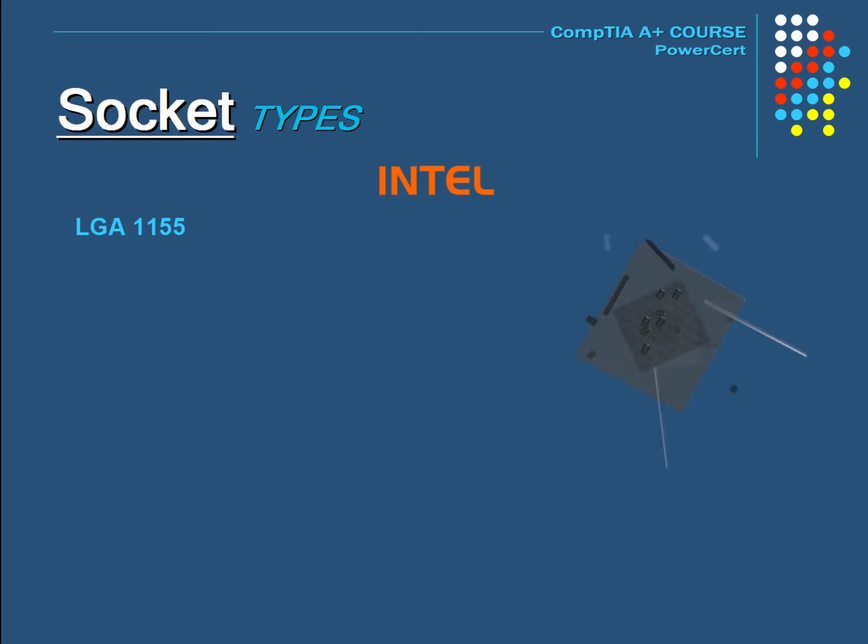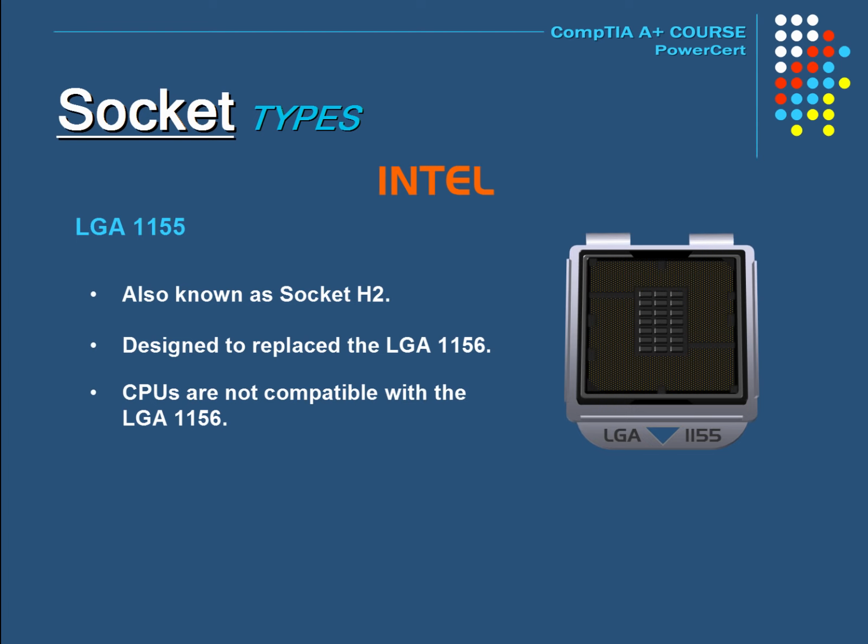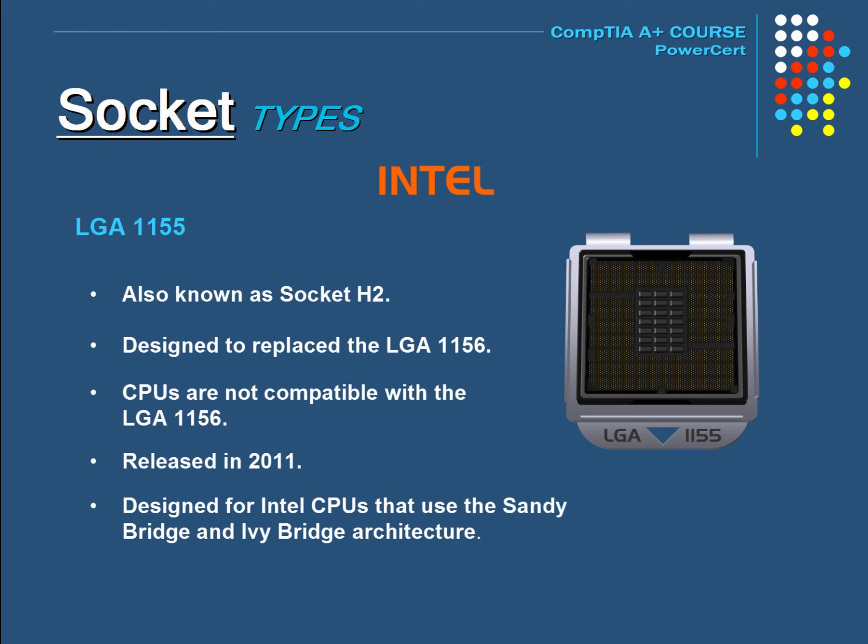And next is the LGA 1155, and this is known as socket H2, and this was designed to replace the LGA 1156. And this has 1155 pins, which is one less than the LGA 1156. But the CPUs that are designed for the 1155 and 1156 are not compatible because the notches in the sockets are different. It was released in 2011, and these were designed for the Intel CPUs that use the Sandy Bridge and Ivy Bridge architecture.